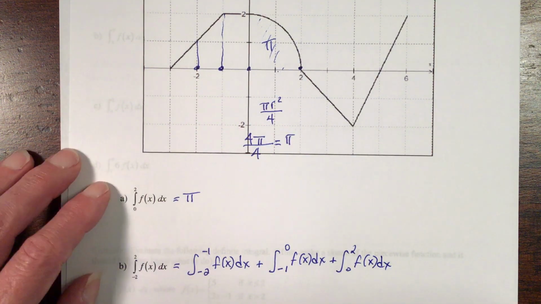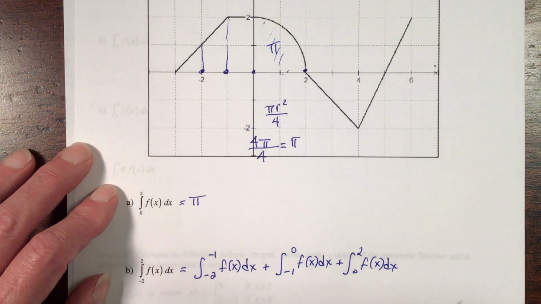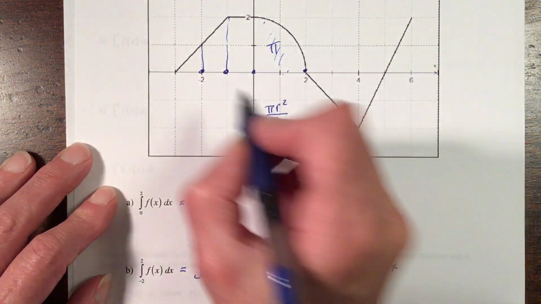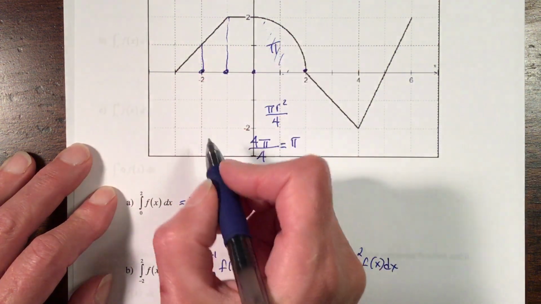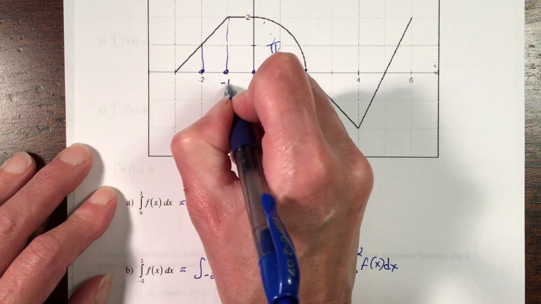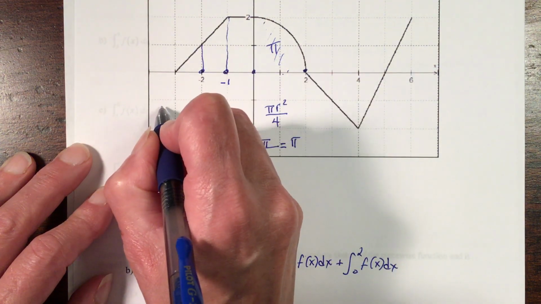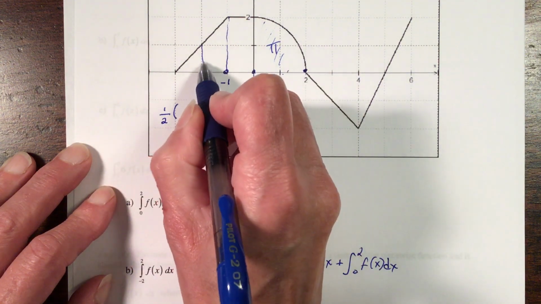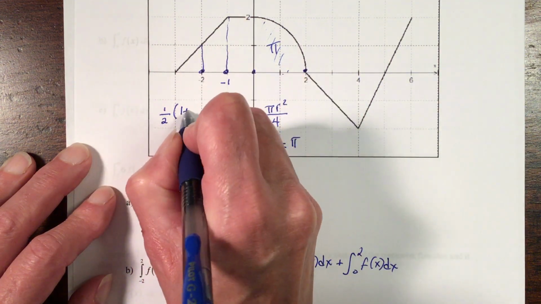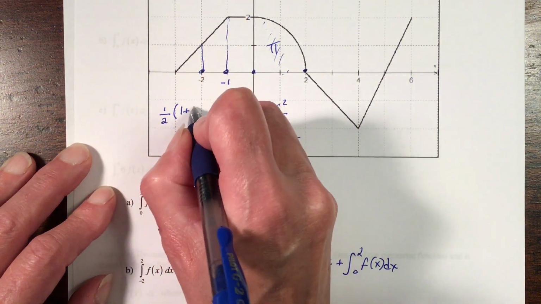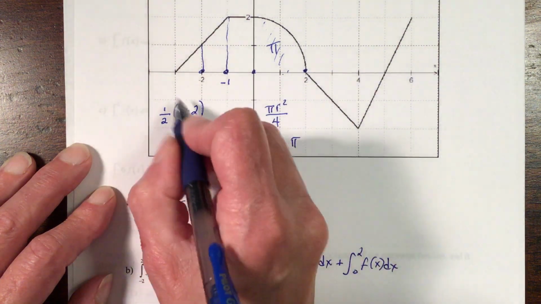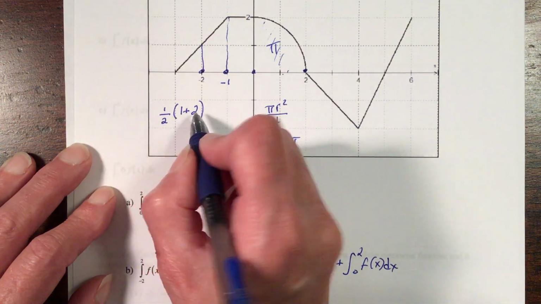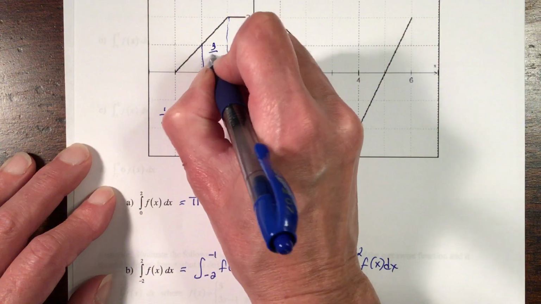Okay. So now all I have to do is go back up top here and calculate each of these areas individually and then add them up. So this is a trapezoid. So a trapezoid, h over 2. So I have 1 over 2, base 1, which is 1 unit, base 2, which is 2 units. So the area of this section here is going to be 3/2.